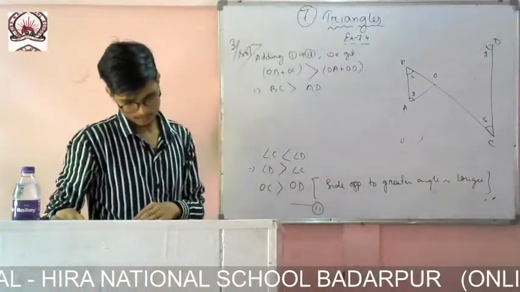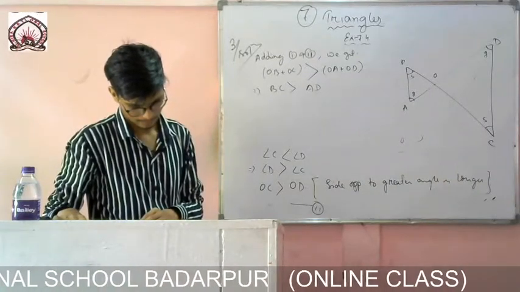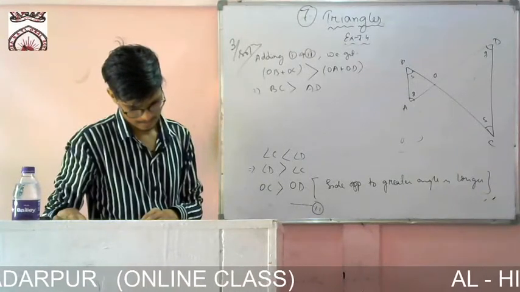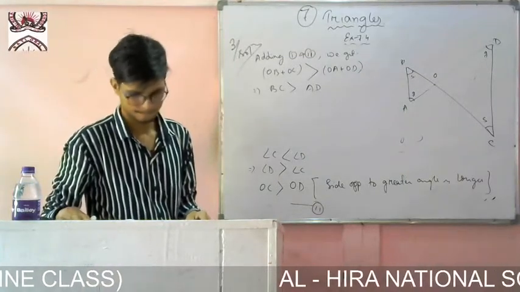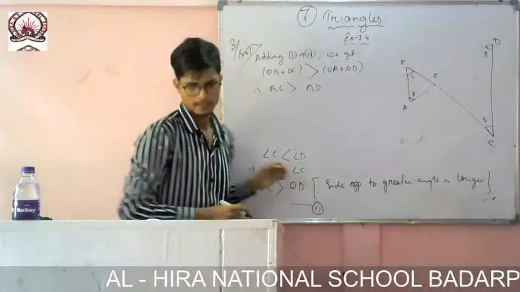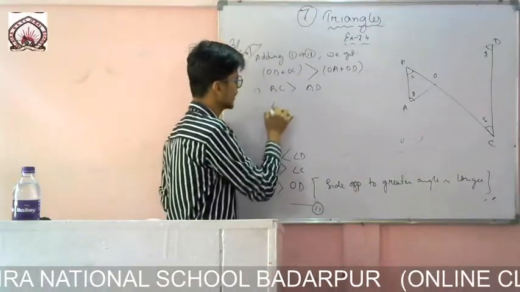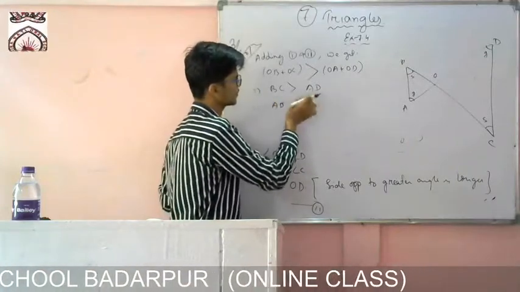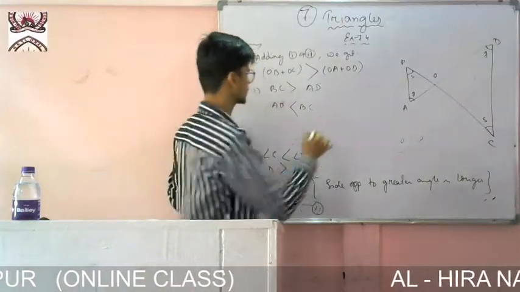Now you see the question: you have to show that AD is smaller than BC. So here we have shown it; let me arrange it. Therefore AD will be smaller than BC. The question is to prove that AD is smaller than BC.